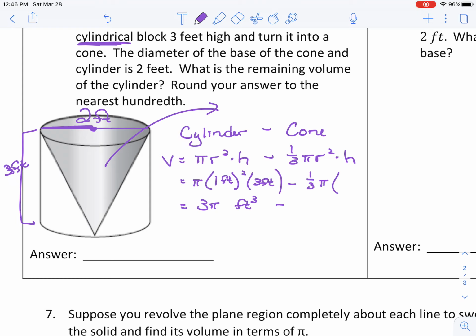I can also do the cone, though. Pretty easy because we just did the work. We just said that this radius is a foot, so it's still a foot. And this height is still 3 feet.